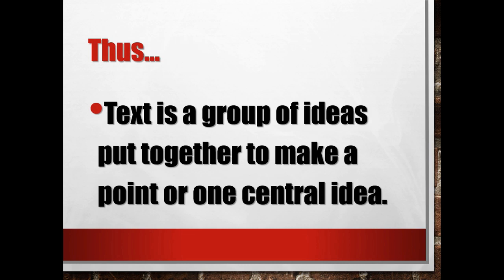Thus, text is a group of ideas put together to make a point or one central idea. The difference again here being presented by this slide is that text is basically organized discourse. Because sometimes we can talk to one person about many things, but we always jump from one topic to the other. But for text, there's always a central idea. There's always that one idea that you have to think about, to talk about, to write about. And that is the reason why text is an organized discourse.